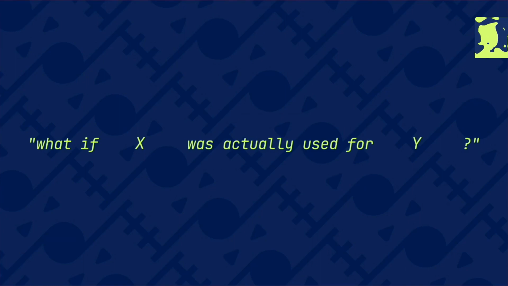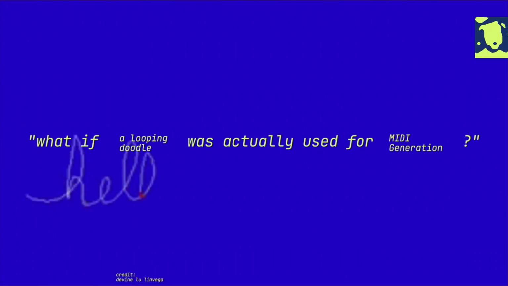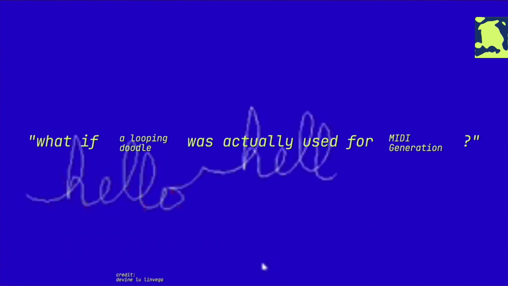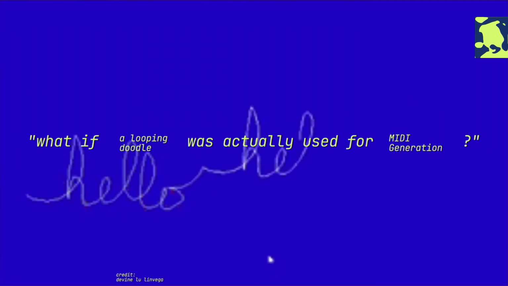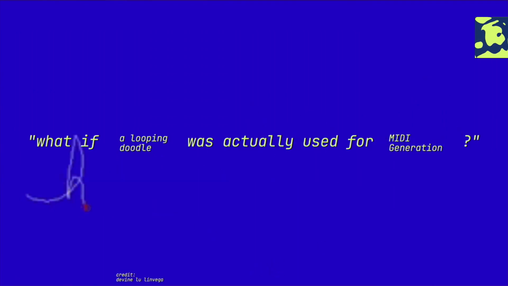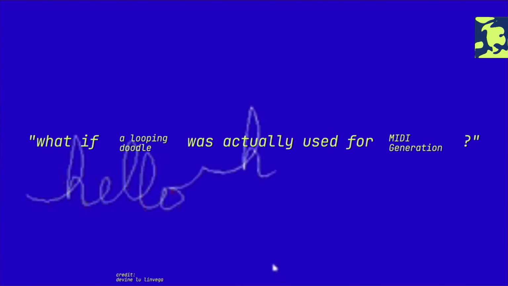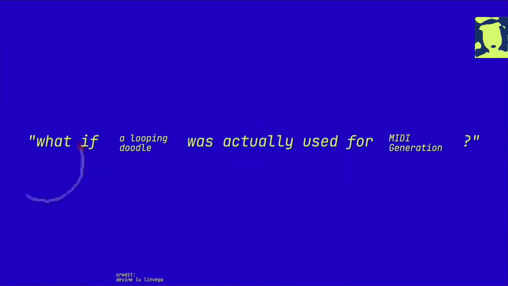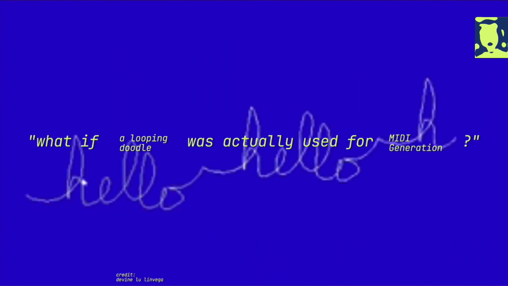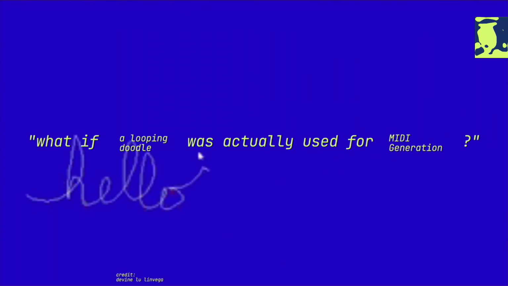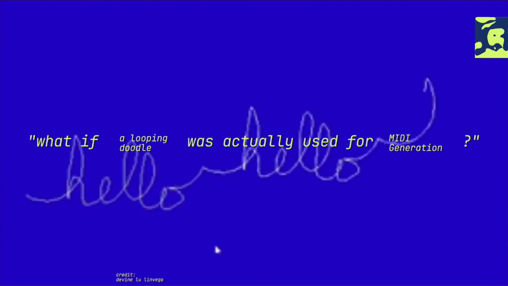And so I wanted to share a couple of examples of this, because I think it shows my process a little bit, and where I tend to go with this stuff. So recently, this developer, Davine Lulin-Vega, made this little tool. She posted a YouTube video of it, where you draw a doodle, and you let go, and it carries on, and it keeps going. And so my thought was, what if a looping doodle was actually used for MIDI generation? Like, what if you use this to make music?